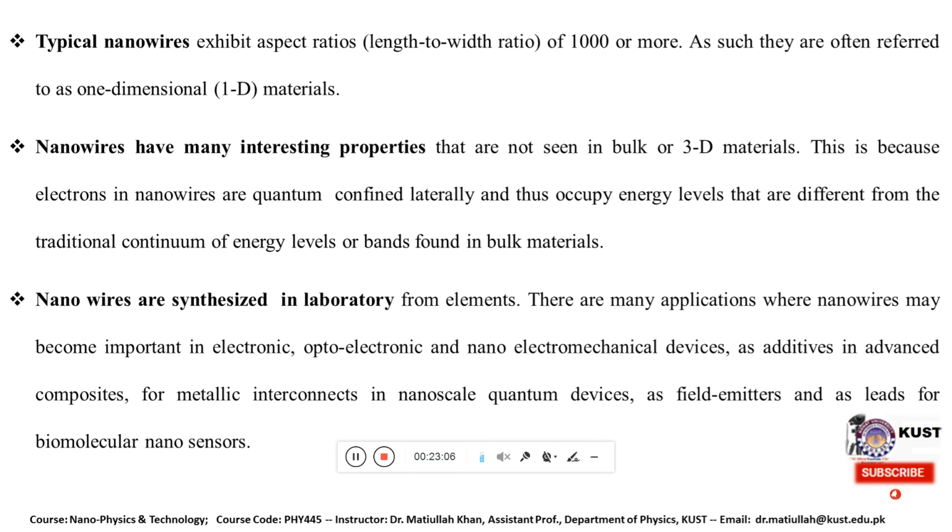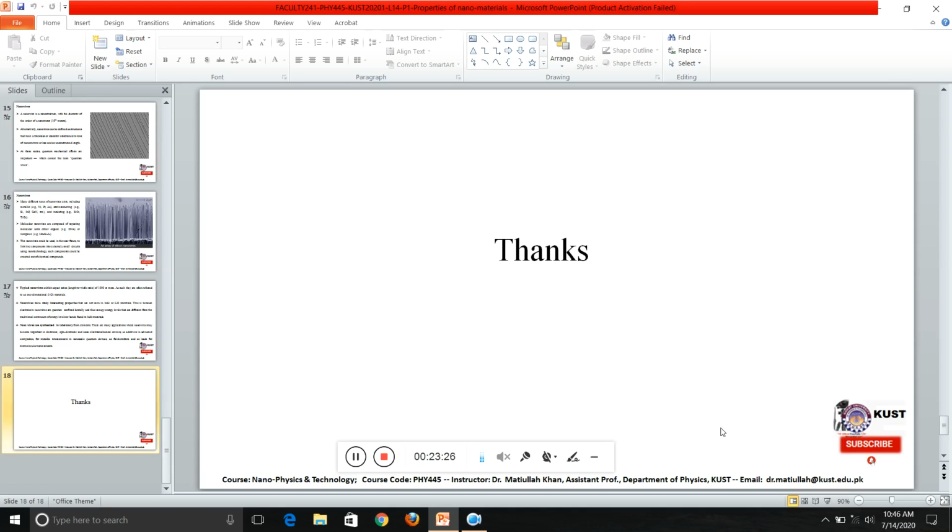These interesting nanowires are synthesized in the laboratory from elements. There are many applications where nanowires may become important, in electronics, optoelectronics and nano electromechanical devices. So this is something about nanowires and their applications.